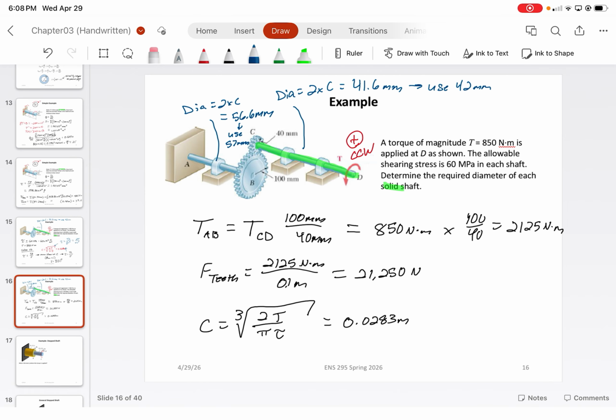Any questions about this? No questions about this problem? Everyone understand the mechanism of the teeth? Awesome.